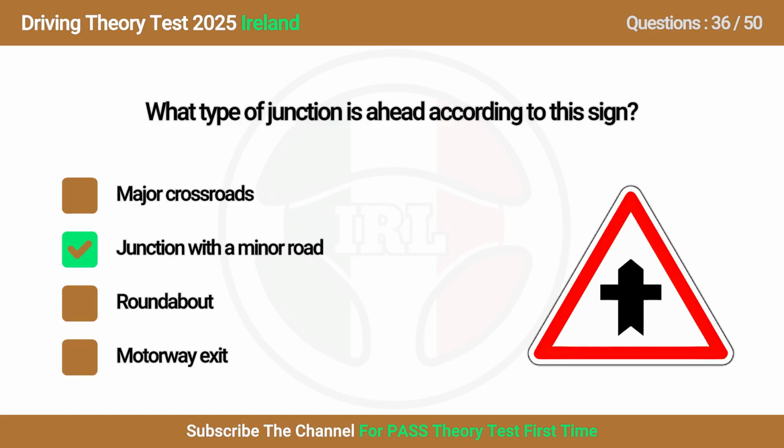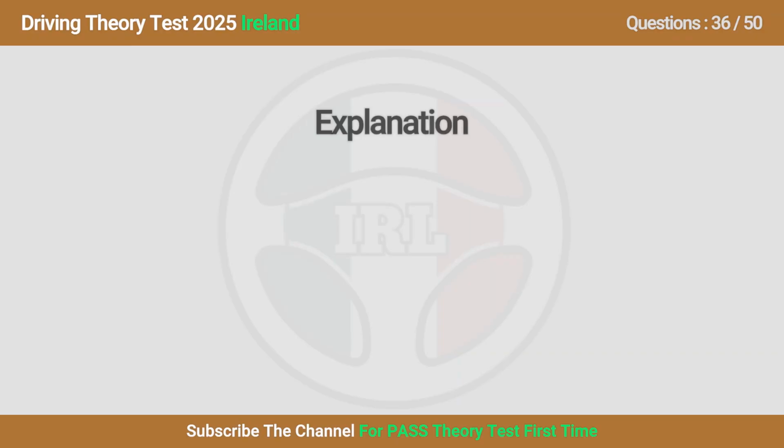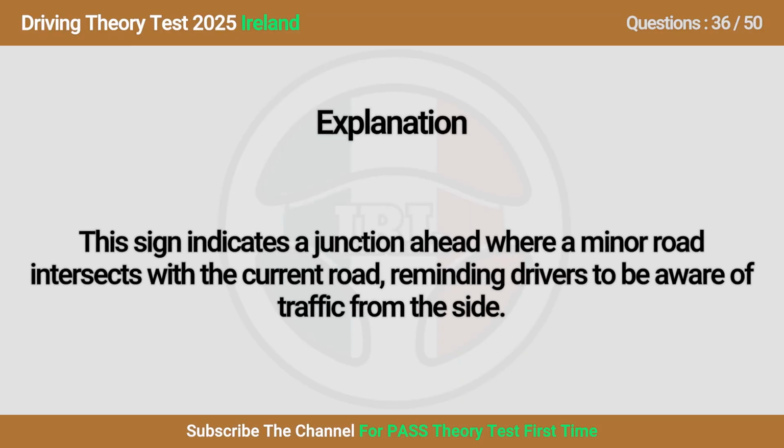Answer is B. Junction with a minor road. This sign indicates a junction ahead where a minor road intersects with the current road, reminding drivers to be aware of traffic from the side.